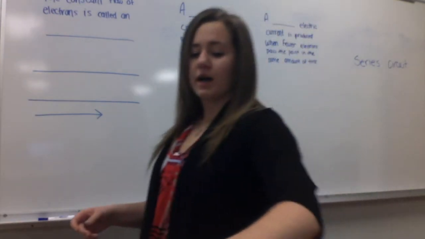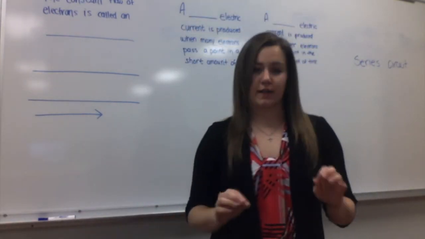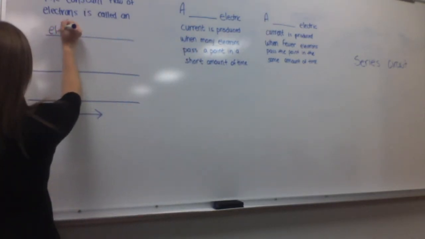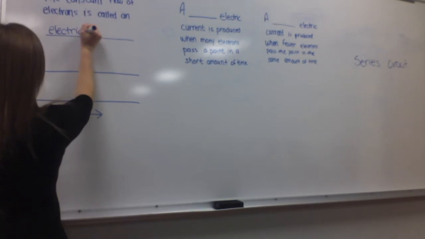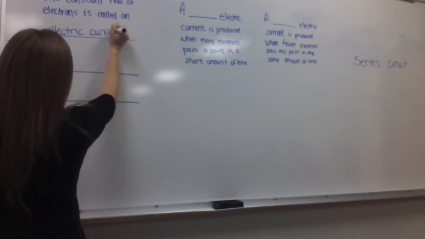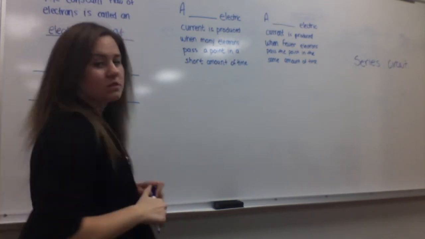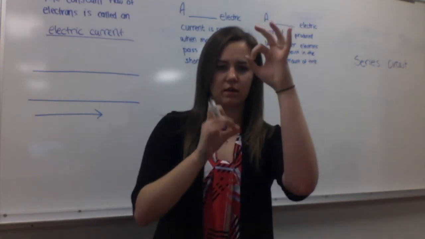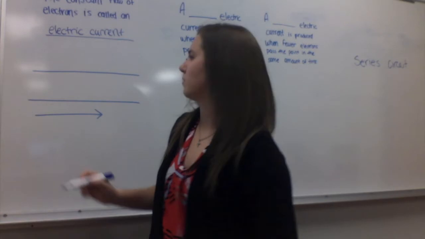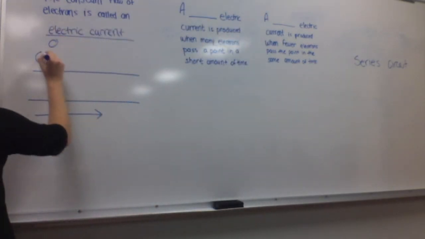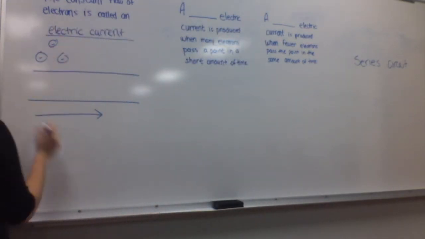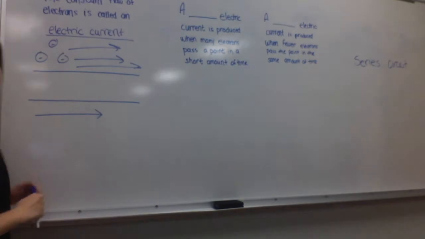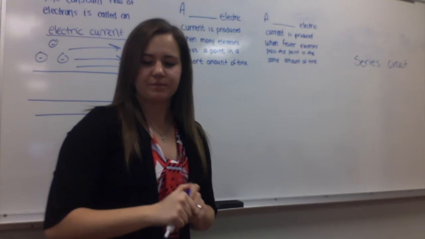So the constant flow of electrons is called electric current, so go ahead and fill it in on the blank. So to expound on that, you're going to have a bunch of electrons, and they're negatively charged as we learned before. We're going to draw a bunch of electrons, negative, and they're just freely moving. And that's going to be how electricity is going to be created.